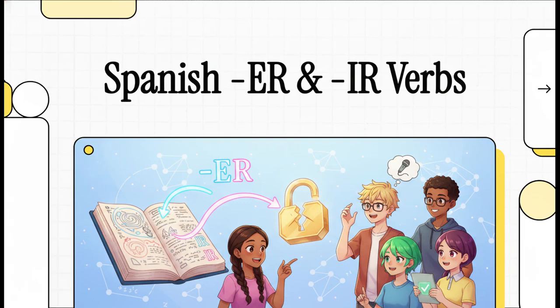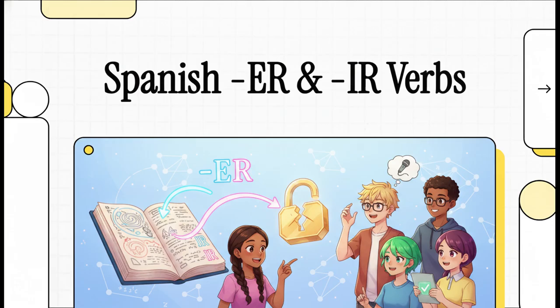Welcome to this explainer. Okay, let's dive straight in, because today we've got a fantastic and absolutely crucial topic lined up for you. We're going to completely demystify Spanish verbs that end in ER and IR. Now look, if you've ever felt totally overwhelmed staring at endless textbook charts of Spanish grammar, believe me, you are not alone. It happens to everyone, but don't sweat it.